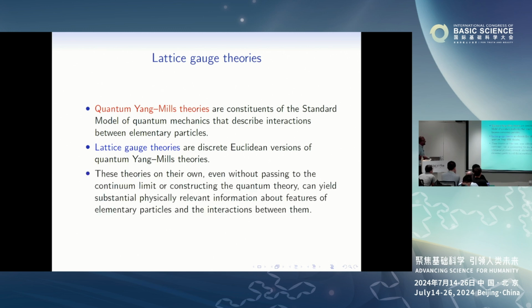And these theories, even without passing to the continuum limit, the discrete theories themselves can yield substantially physically relevant information. So there are large simulations that people run on supercomputers to get information about lattice gauge theories and compute or approximately predict masses of elementary particles. So these are important objects.